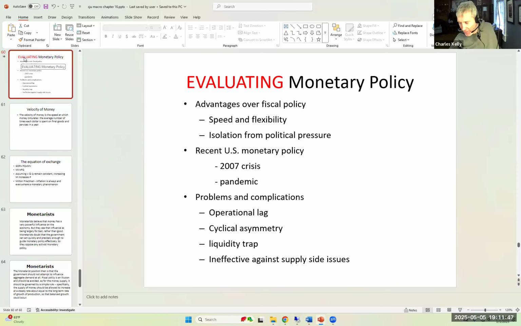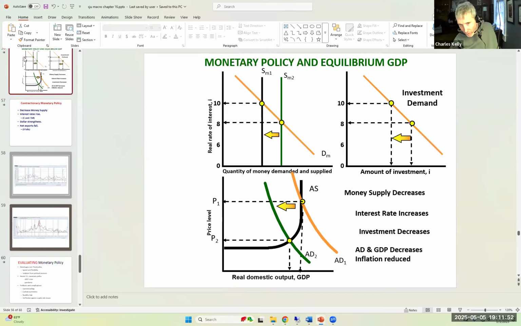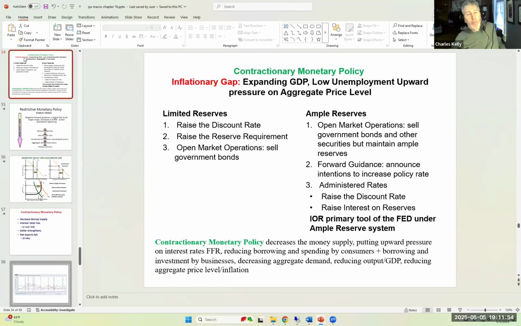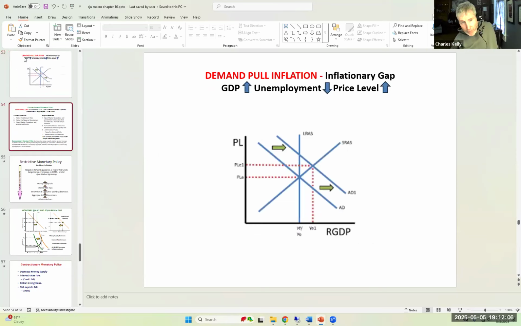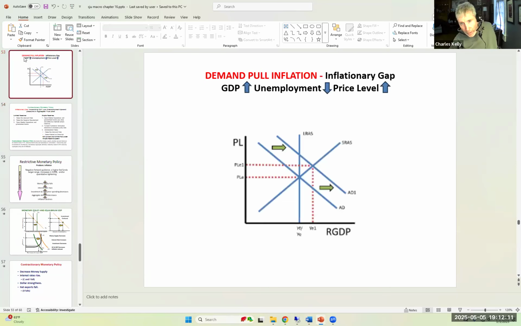All right, I'm trying to think if there's anything else I forgot to do. Not really. Right. Now remember, 50% of the test is right there for you. So literally, if you look at slide 54, actually let's call it 54 and 55, those are explanations of how to respond to demand pull inflation, the inflationary gap.